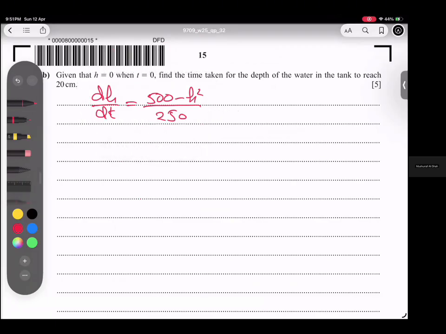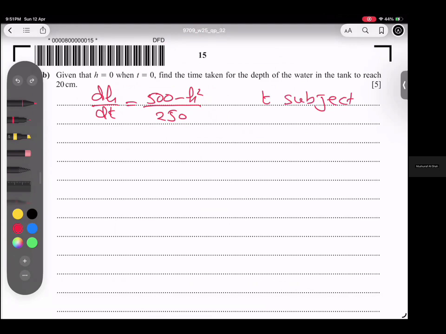So he said, find when h is times 0. So step number 1: what is asked? Find the time. So t is my subject. How do I know? Because he said to find the time when the depth of water is this one. So we have to find t later on.